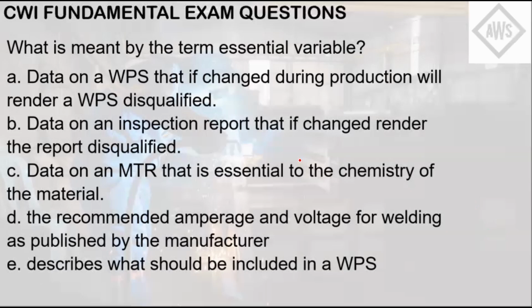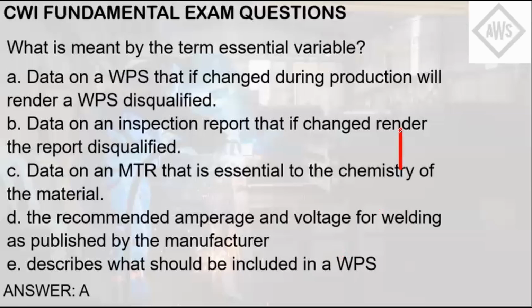So let me run through the choices here. Letters B and C are automatic eliminations since an essential variable refers to the WPS. A WPS can indicate the recommended amps and volts for welding, as published by the manufacturer, but this is not the definition of an essential variable. Letter E is not just what's needed to be included in the WPS. So the answer here is letter A.